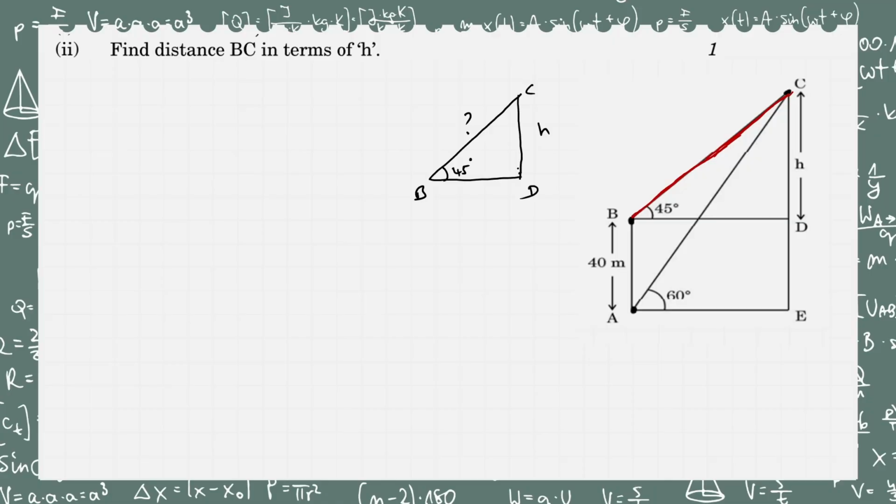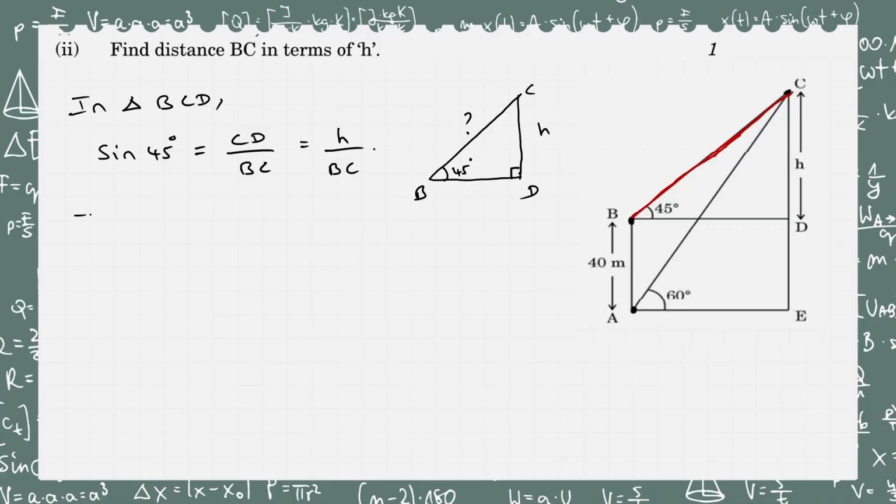See, we want to know the hypotenuse BC and we know the perpendicular's value. So the trigonometric ratio which connects the perpendicular and the hypotenuse will be sine, right? So in triangle BCD, sine 45 degrees is equal to CD divided by BC, right?